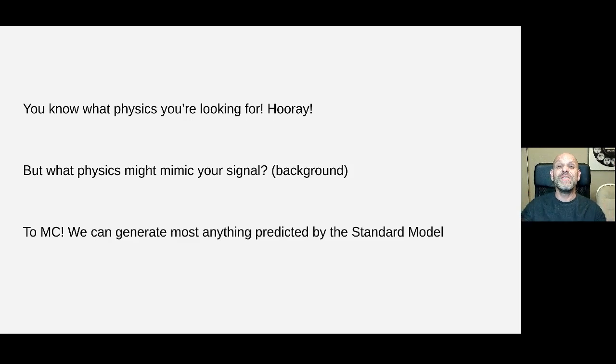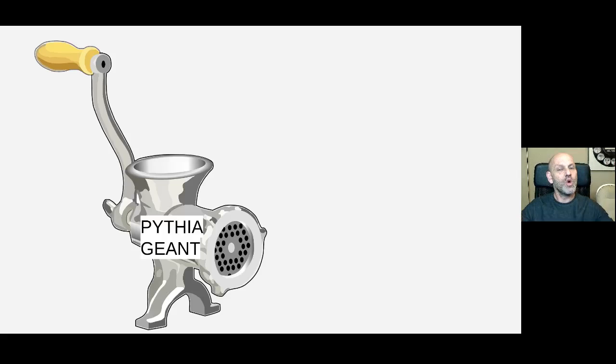You know what the physics is you're looking for, but what physics in the standard model might mimic your physics? This is what we call background. So we can go to Monte Carlo. We can generate pretty much anything that is predicted by the standard model. We have these software tools. These are just a couple of the libraries we use. We've got Pythia, we've got Geant. You'll hear about them more. These can simulate the standard model.